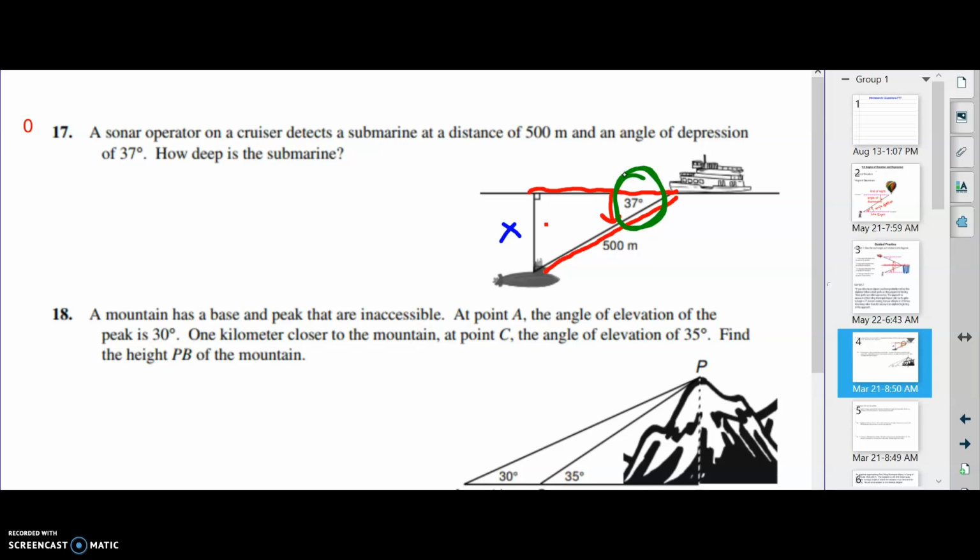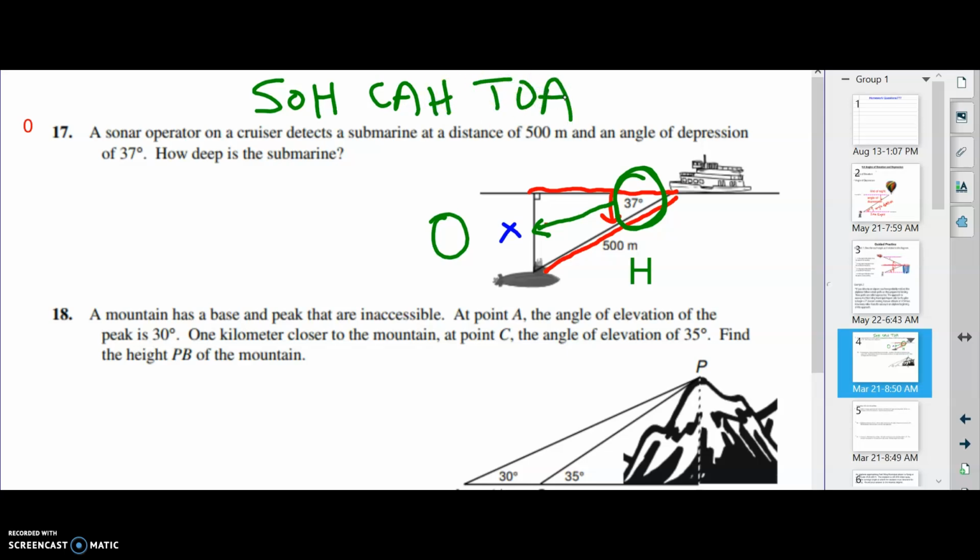Step 2, I label the sides. So the 500 is across from the 90. So this would be the hypotenuse down here. Okay, the 37, we go all the way across the triangle from the 37. So that would be our opposite. So we have the O and we have the H. So I quickly write down at the top here, hopefully you have it on a Post-it note or somewhere, or on your notes sheet, SOH CAH TOA. So that means I am going to use the SOH, because I have the O and the H.